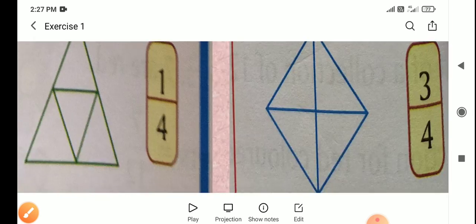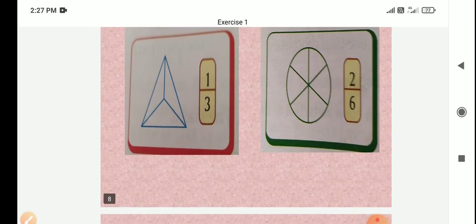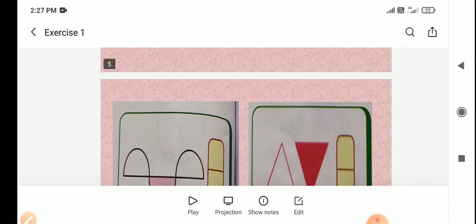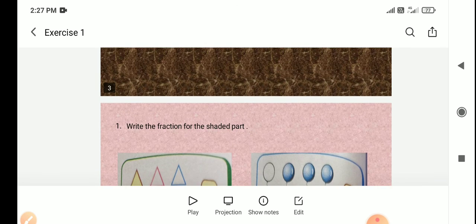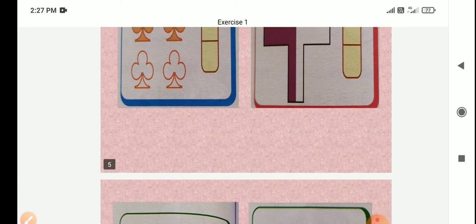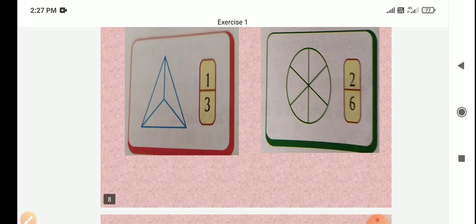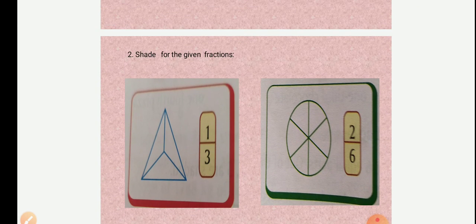So in this way, in the first question we write the fraction for the shaded part, and in the second question we solve by shading for the given fraction.